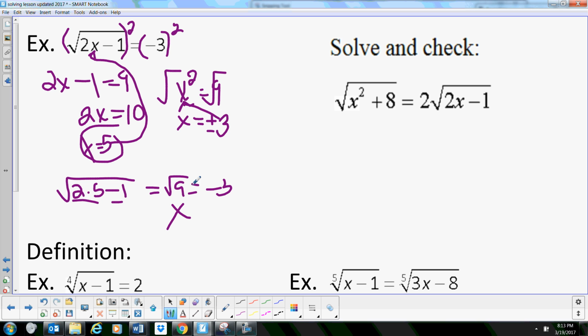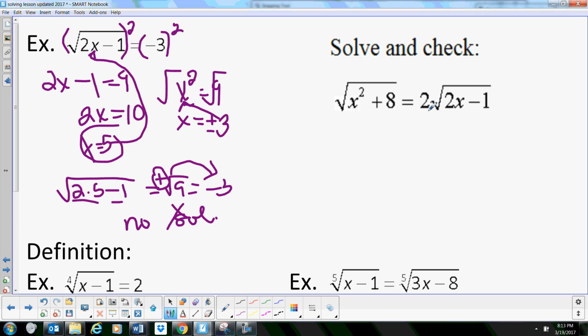But the square root of 9, this is a positive in front of that term. Therefore, we're only looking at the positive solution, so that one is not a solution. So if you want to check it, we checked it, it didn't work, so this one has no solution.